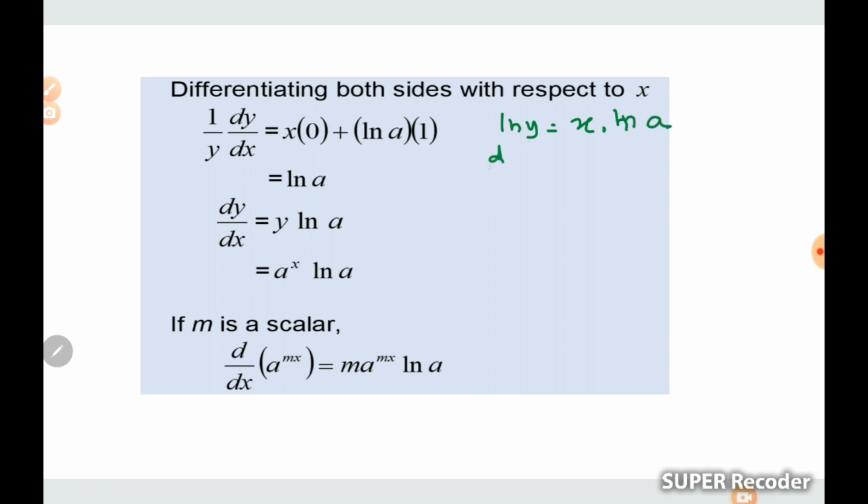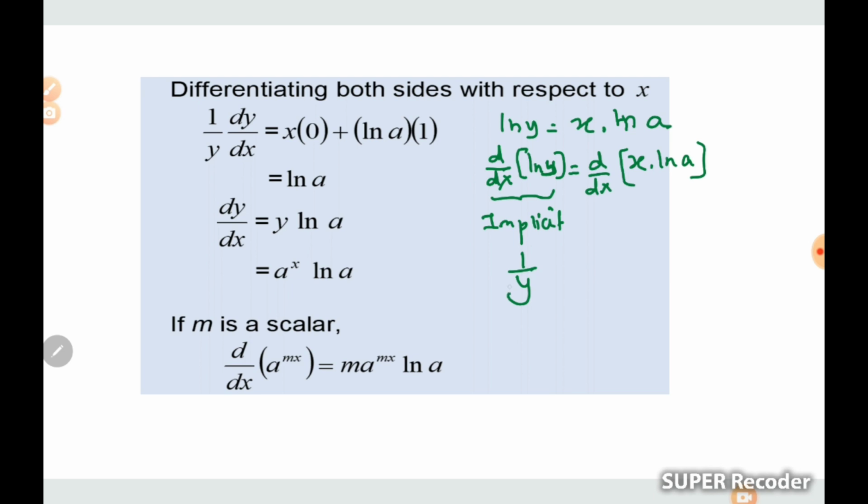Then how to differentiate ln y? Now we differentiate both sides. Differentiate ln y, and you also differentiate on the right side, that is x multiplied by ln a. Differentiate y, this is implicit differentiation. Implicit means you want to differentiate a function that is not in terms of x. Now y is a function not in terms of x. So how to differentiate ln y? Differentiate ln y is 1 over y. Then you need to differentiate y itself. Differentiate y, dy/dx. Please remember, differentiate y, dy/dx. So we have dy/dx here on the left side.